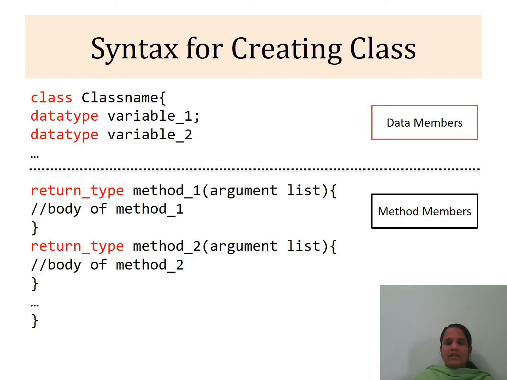Syntax for creating a class here. Class is a keyword. You have to give the class name, and then how we mention the data members here. Initially you give the data type, followed by the variable name. It's the same as in C and Python. Next, method members. First you mention the return type, followed by the method name. Here they are not declaring any constructor, so it automatically takes the default constructor.